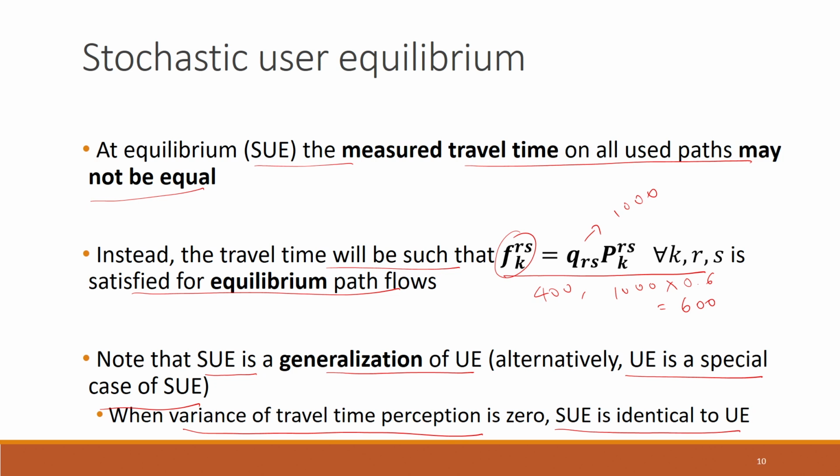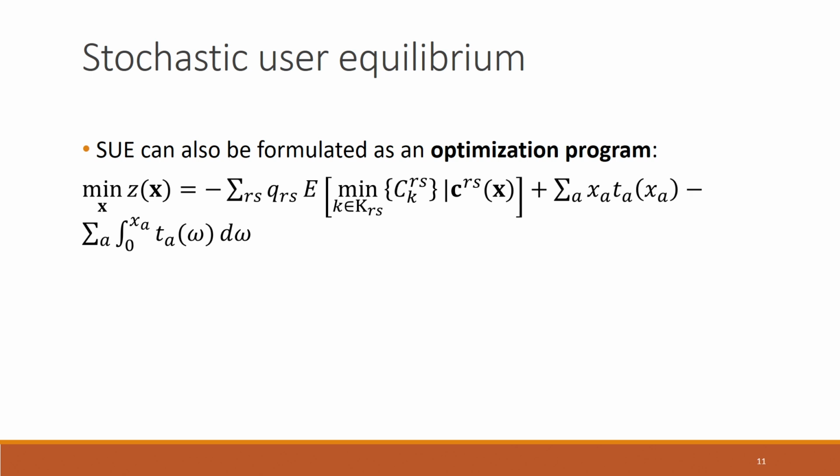So, I will suggest that as these lectures move on, keep revisiting these topics, because these are slightly more complex as probabilities are involved. Okay. So, like the way we had Beckmann's transformation, which was the optimization formulation for the deterministic user equilibrium case, this stochastic user equilibrium case can also be formulated as an optimization problem. Okay. So, this is the optimization problem here.